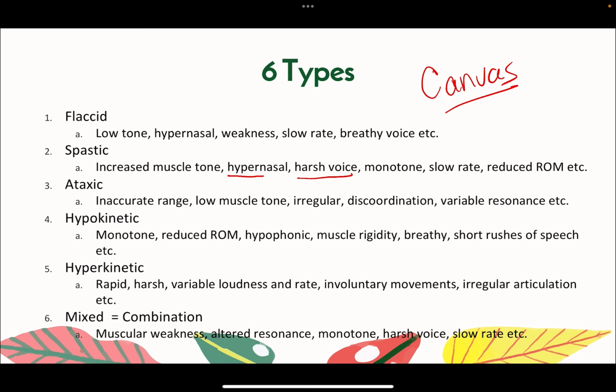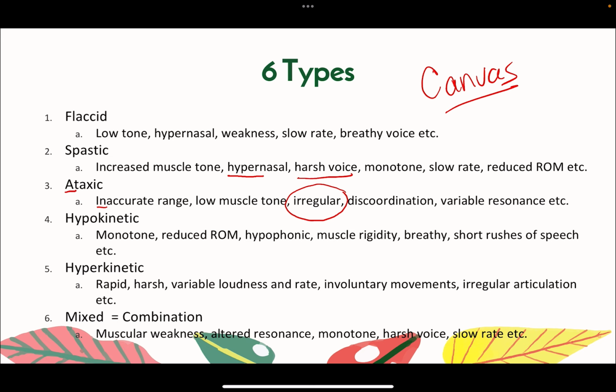Ataxic essentially is, just think of it like anything with an A is different, right? So ataxic or inaccurate. It's just not going to be accurate. Their muscle tone is really low, but this irregularity is going to be a common thing to really look for here. So that irregularity.